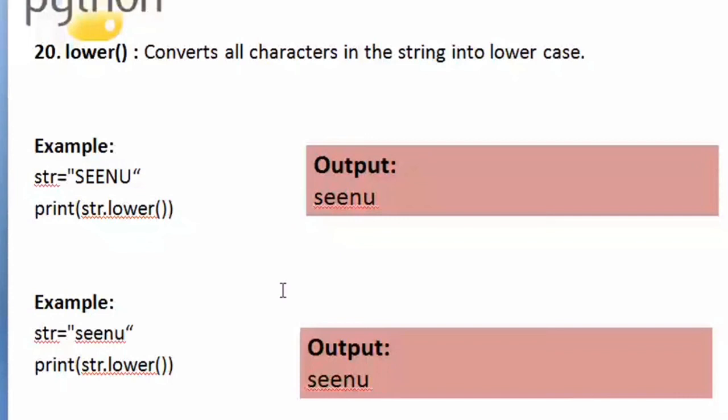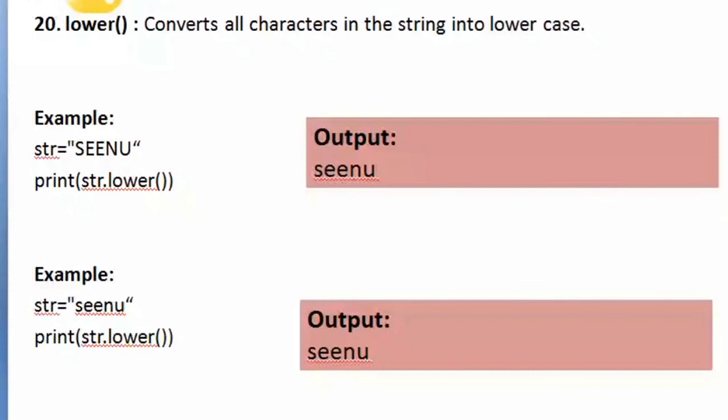So here str is equal to Sinu, then I'm saying str.lower. Since I gave everything in lowercase, it converts it into lowercase. Whatever combination you give, it will convert it into lowercase.